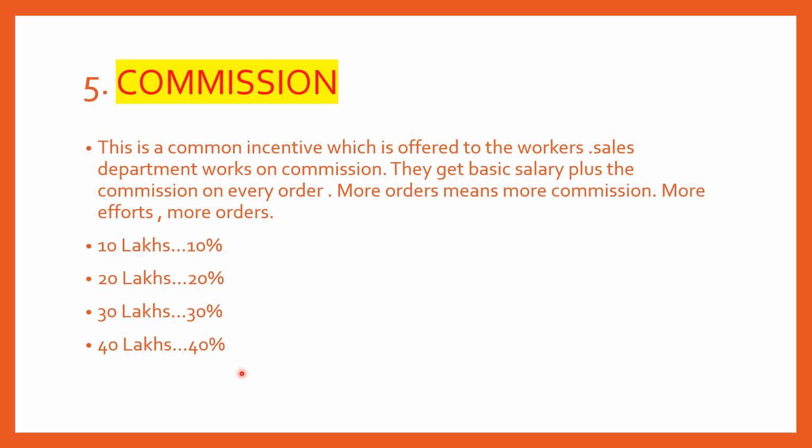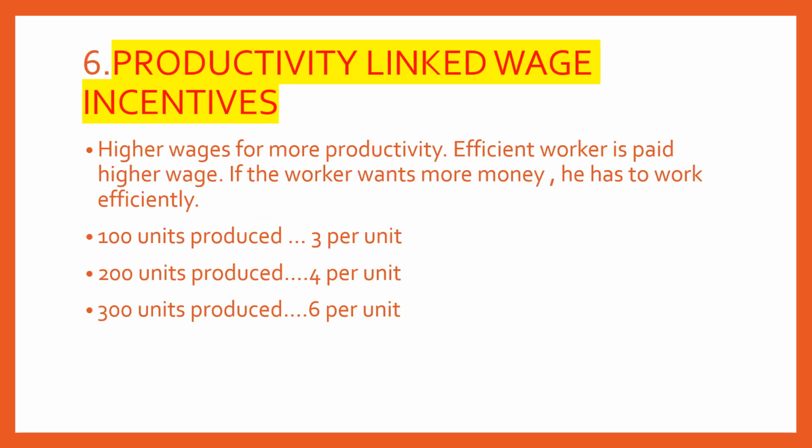So as and when the orders increase, your commission also increases, and this is a very important incentive which is given to the salesman. Next is productivity linked wage incentive. In the previous slide, we were talking about sales: higher the sales, higher the commission. Here it is higher wages, because if you produce more, supposedly you are working in a tire factory and you are given a target. If you are given 100 units to produce, you will get rupees 3 per unit as your incentive. If you produce 200 pieces, you will be given 4 rupees per unit. Similarly, for 300 units, you will get 6 rupees per unit. So an efficient worker is paid higher wages.